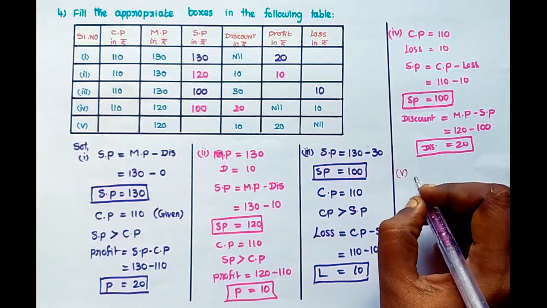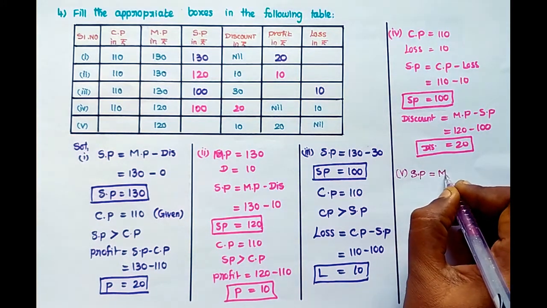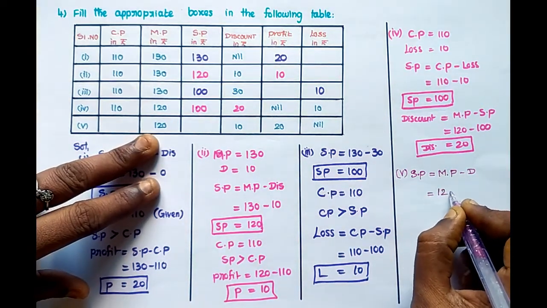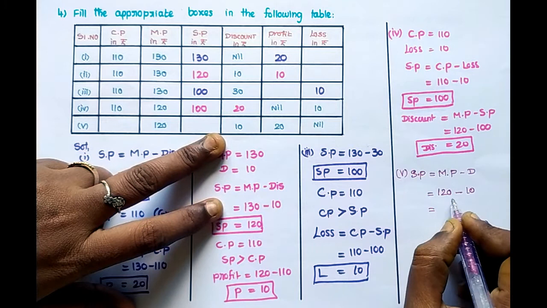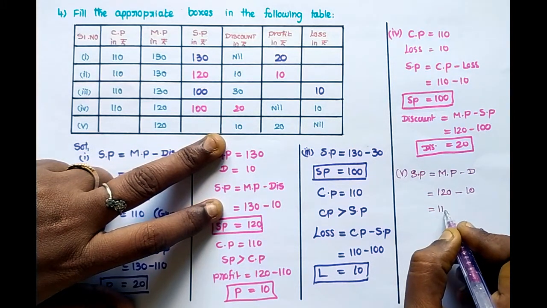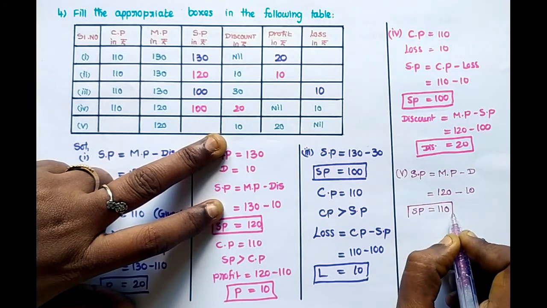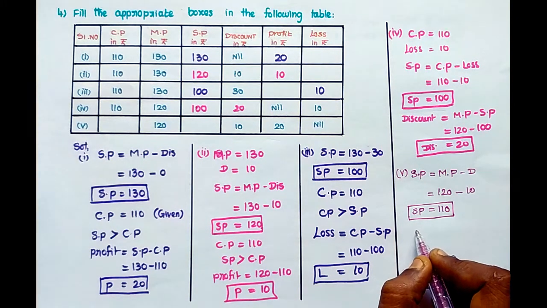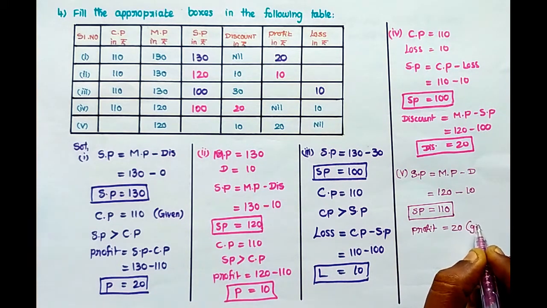So now selling price equal to mark price minus discount. So mark price how much? 120 minus discount 10. So 110, that is selling price. Now they give we have to find out the given profit, that is given.